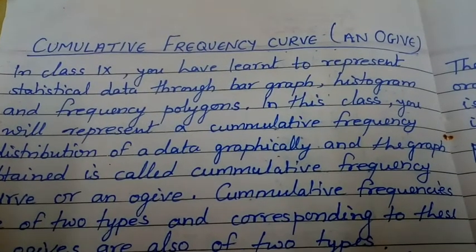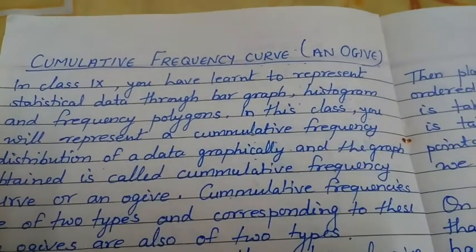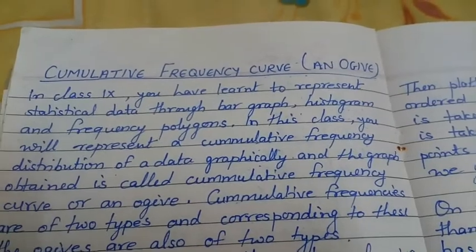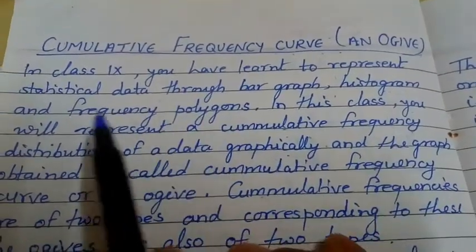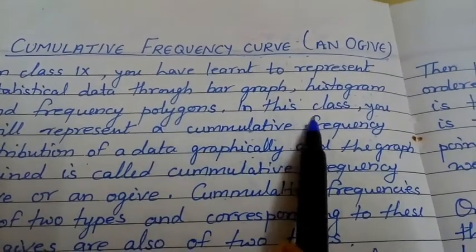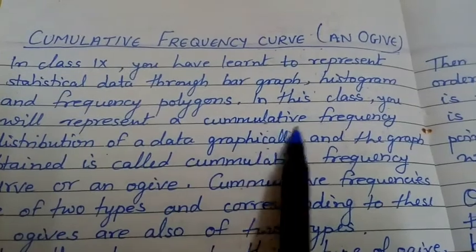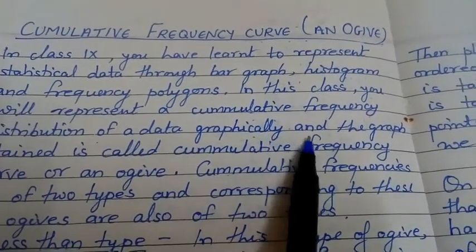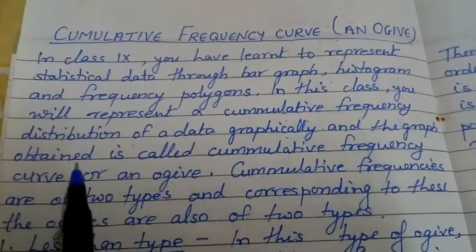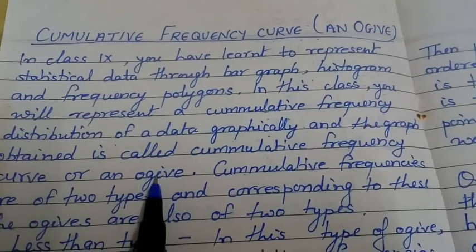The cumulative frequency curve, or ogive. In class 9, you have learned to represent the distribution of data through the bar graph, histogram, and frequency polygon. In this class, you will represent a cumulative frequency distribution of data graphically, and the graph obtained is called a cumulative frequency curve or an ogive.